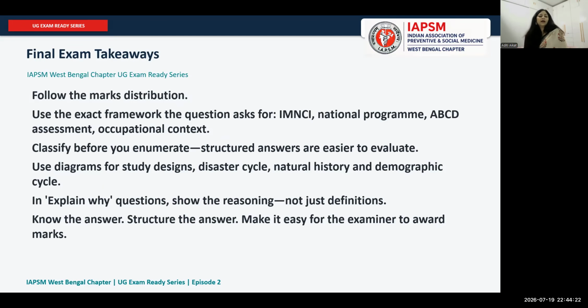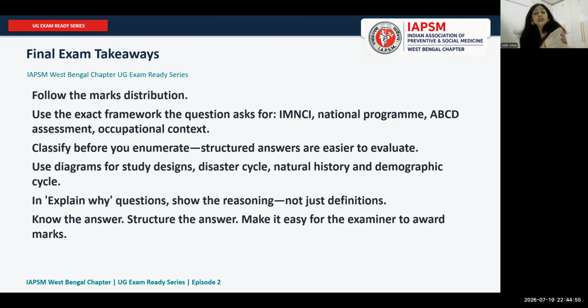So what are the final exam takeaways? Follow the marks distribution. If it asks for 2 marks and you know a lot, don't write 5 pages. We are not going to weigh your answer script. We are certainly objectively assessing it. Use the exact framework the question asks for. If it asks for IMNCI, please go for the same. If it asks for a national program, then follow that.